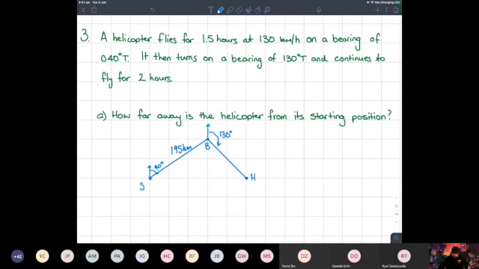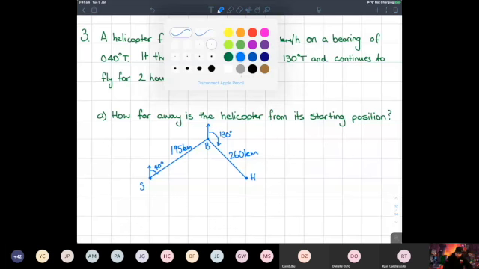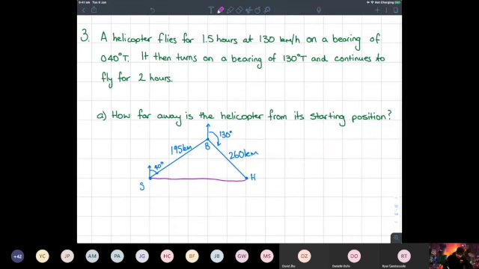It flew for 2 hours. So that's going to be 2 times 130. So that's 260 kilometers worth of distance. Cool. So we've got our diagram drawn. Part A says, how far away is the helicopter from its starting position? So part A, it wants to know, what is that distance there? Cool. Having a look at that distance there, well, we've got a triangle.